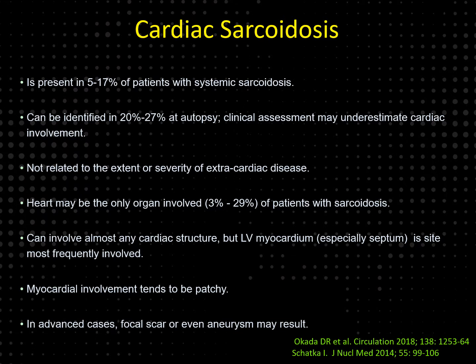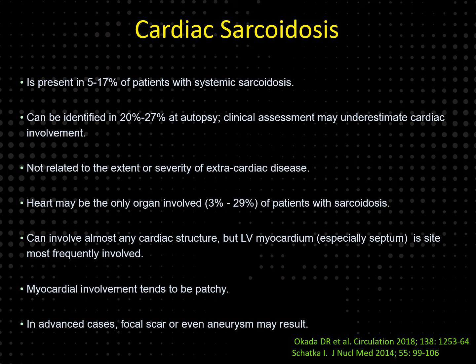Another example of the usefulness of nuclear cardiology is in cardiac sarcoidosis disease. While it is believed to involve the heart in up to 20 to 30% of patients with systemic disease, in fact, the heart may be the only organ involved in sarcoidosis. Sarcoidosis can involve almost any cardiac structure, but the left ventricular myocardium, particularly the septum, is the site which is most frequently involved.